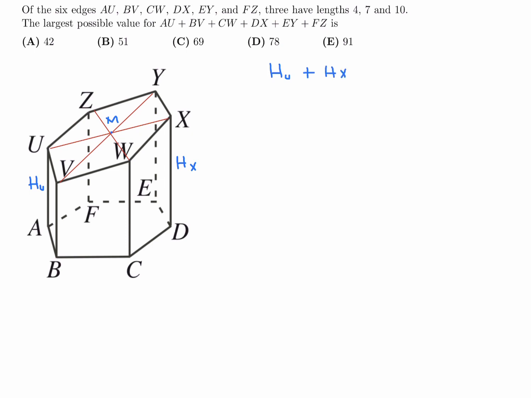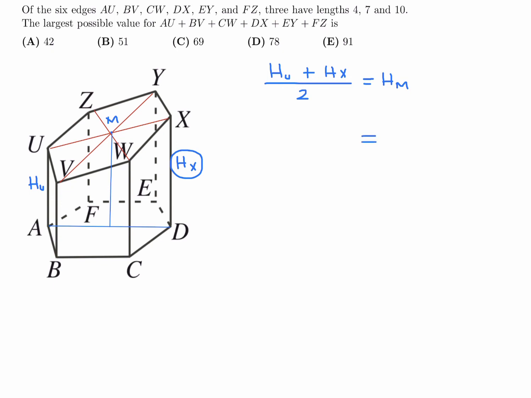If you add them and divide by 2, you will get the height of M, the distance from M to the base. That will basically be HX plus HU divided by 2. Why? Because M represents the midpoint. So I hope you're convinced of that. If you are, we can move forward.